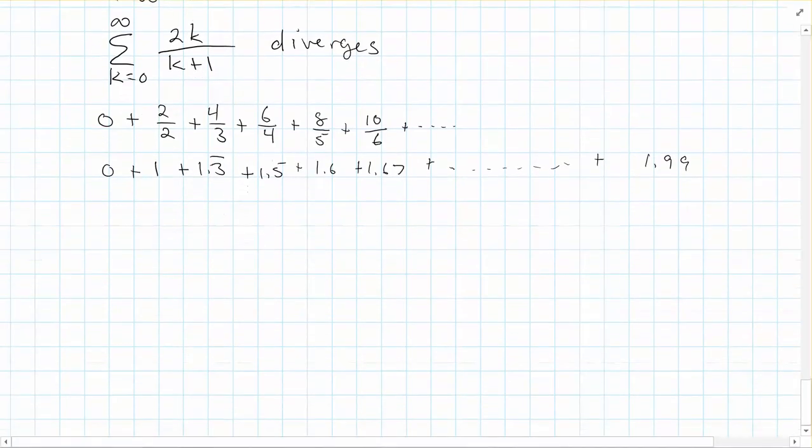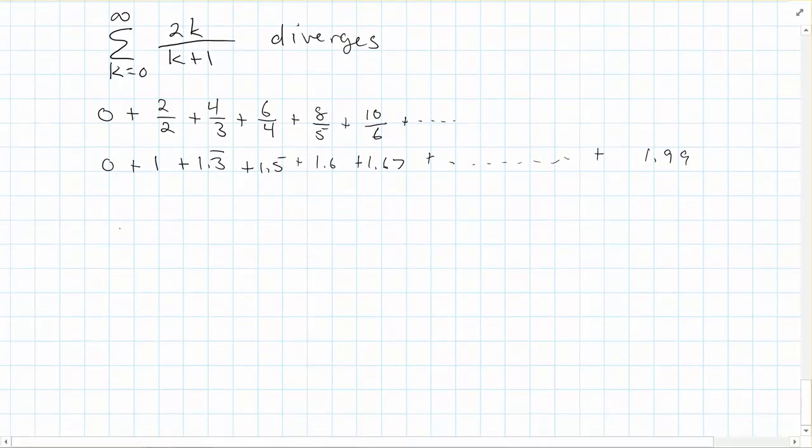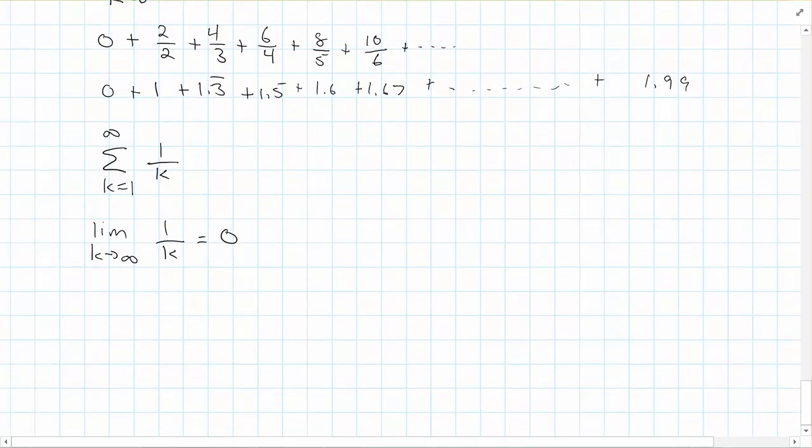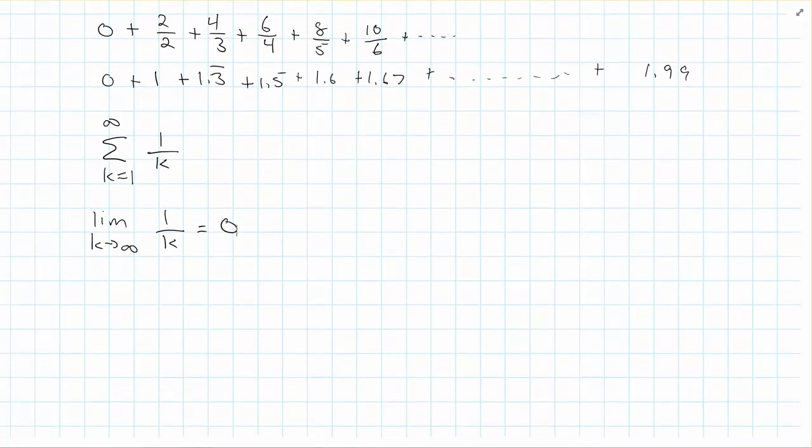I want to do one more example here. The other example I want to do is the series from k equals 1 to infinity of 1 over k. I need to not start at 0 because of the series I want to do. So if we look at the limit as k goes to infinity of 1 over k, we get 0. So the question is, what do we write down here?